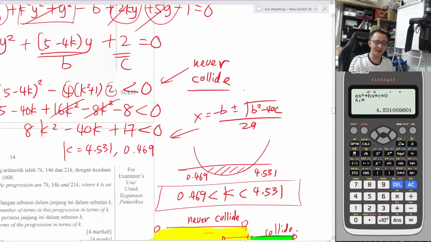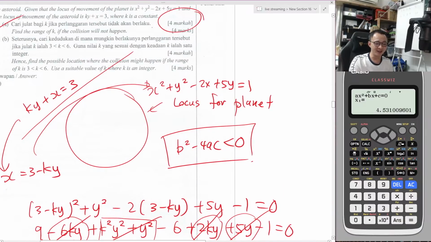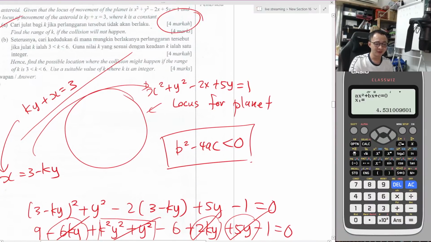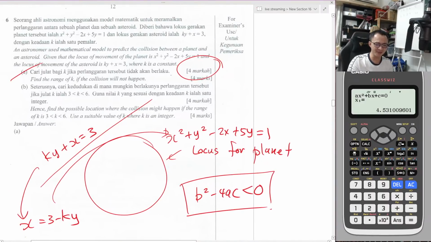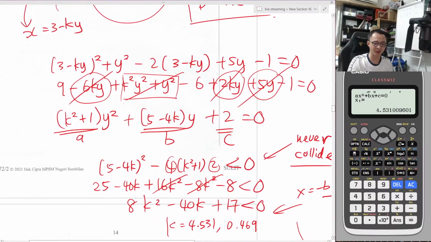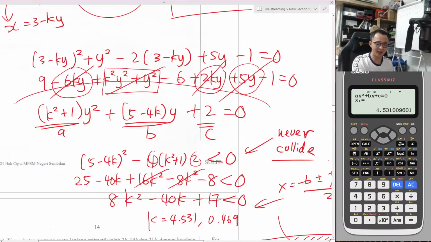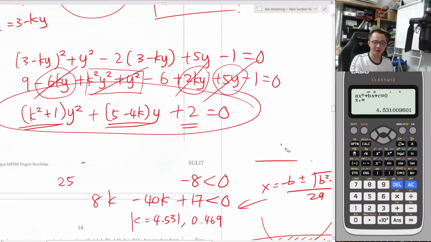So what we want to find in our formula is the possible location. So basically, I guess maybe they are talking about the coordinate, the coordinate of the intersection. So I will just sub the k back into my quadratic equation here, to find the location, which is the coordinate where the collision might happen.